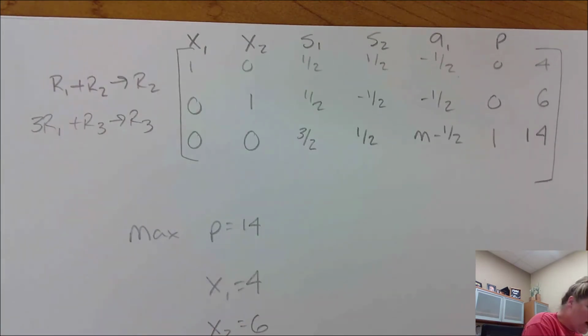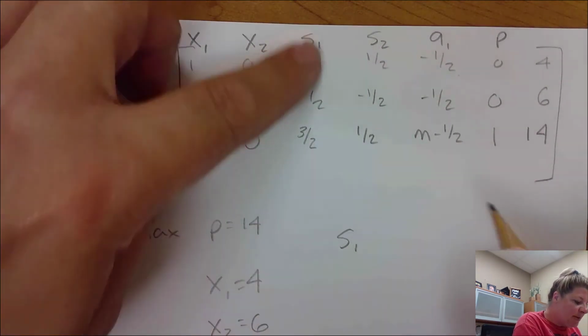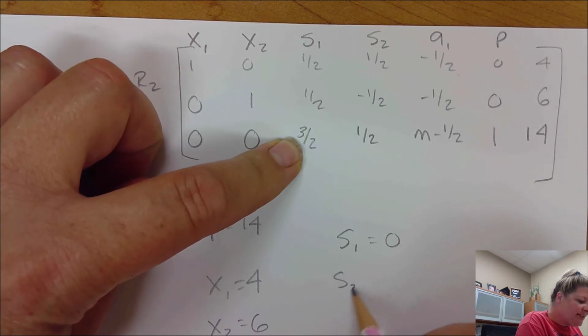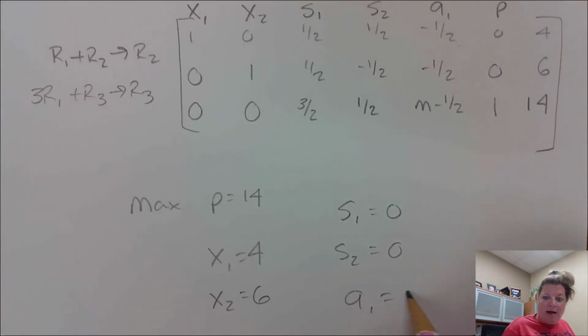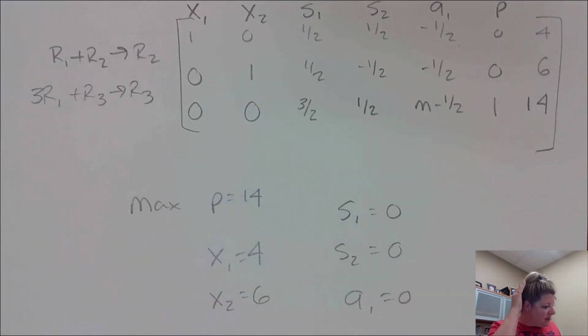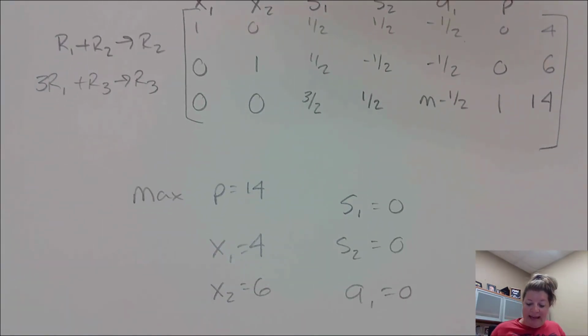Okay. S1 doesn't make sense, so it equals 0. S2 doesn't make sense, so it equals 0. A1 was artificial, so it equals 0 as well. Better be. Okay, it was a fake thing in there from the beginning. So that is how we use big M.